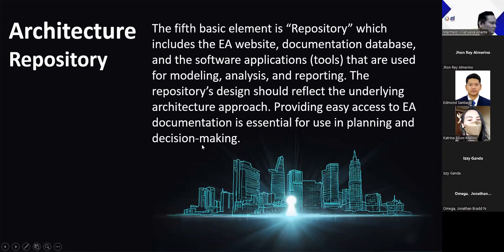So let's proceed to the architecture repository. The fifth basic element is the repository, which includes the EA website, documentation databases, and the software application tools that are used for modeling, analysis, and reporting. The repository design should reflect the underlying architecture approach. Providing easy access to EA documentation is essential for use in planning and decision making.